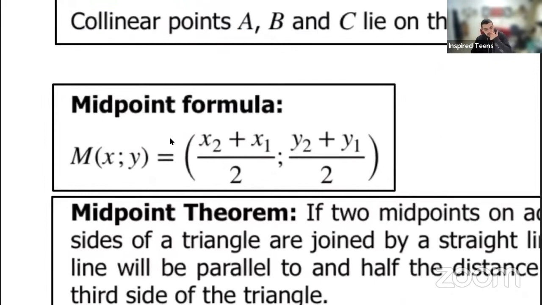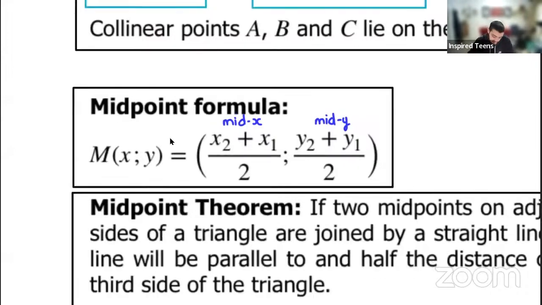Midpoint formula. The midpoint does exactly what it says. It finds the middle point of two coordinates. So if you want to get the midpoint of two different coordinates, you use the formula (x2 plus x1) over 2. That's to get the X midpoint. And then to get the Y midpoint, you'd say (y2 plus y1) over 2. That's how you find the X and Y coordinates of the midpoint.